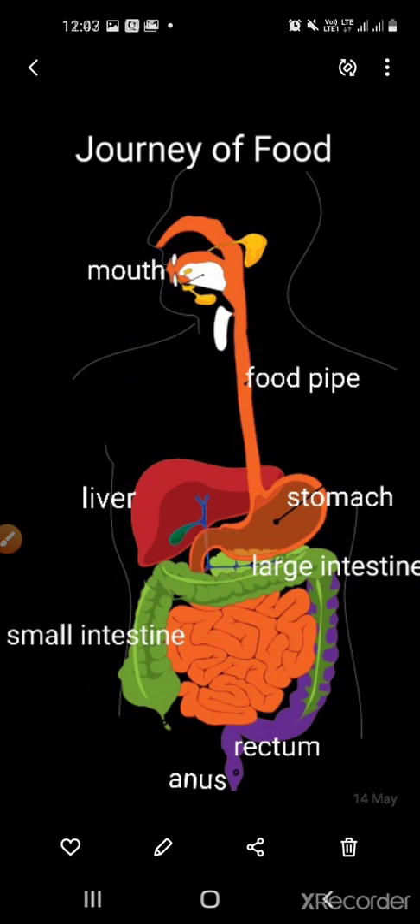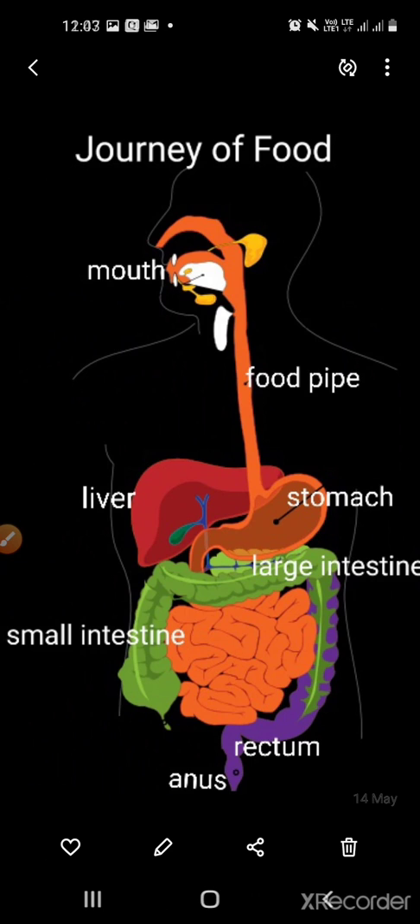So children, the diagram is showing you everything. It means that you can identify it and you can explain it with the help of the labels here. Fine, this is the diagram of the digestive system of a human body. So first you can see the mouth.